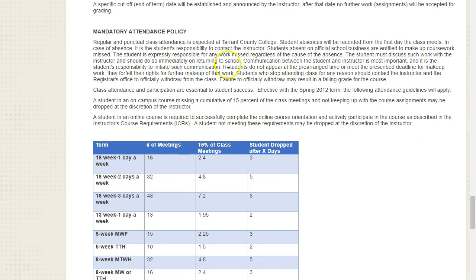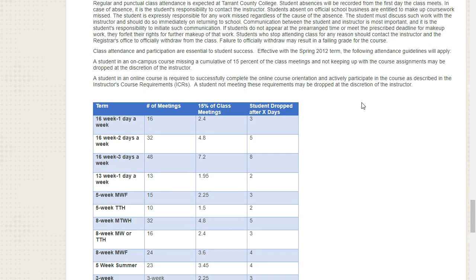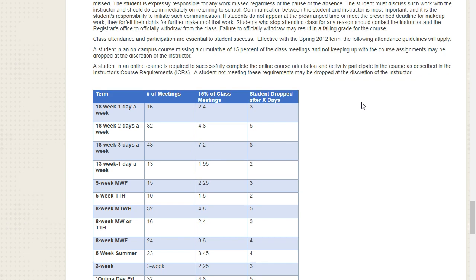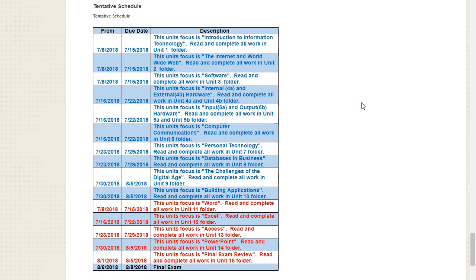So there is a mandatory attendance policy, and I will drop you if you fail to complete assignments in a timely manner. Just be aware that if you haven't done anything by the second week, you're going to get dropped. I'm sorry, it's just going to happen that way, because that means 40% of the class has gone by. So just be aware of that.